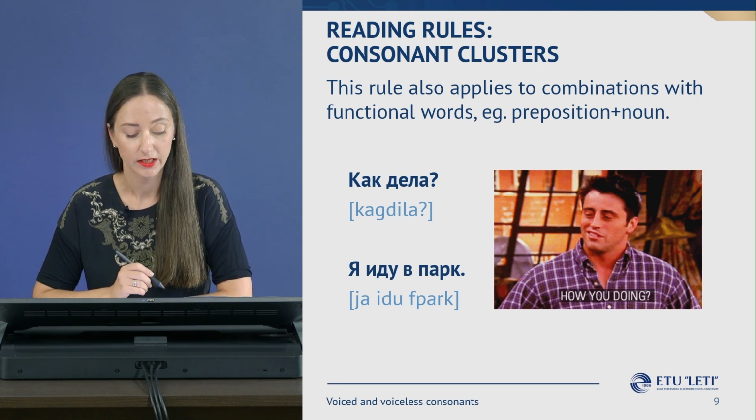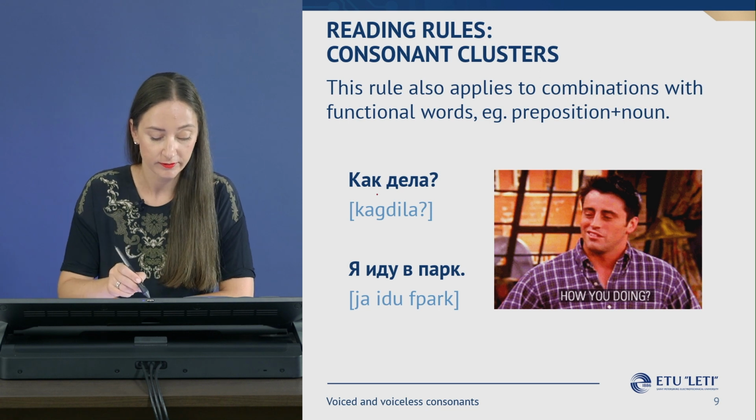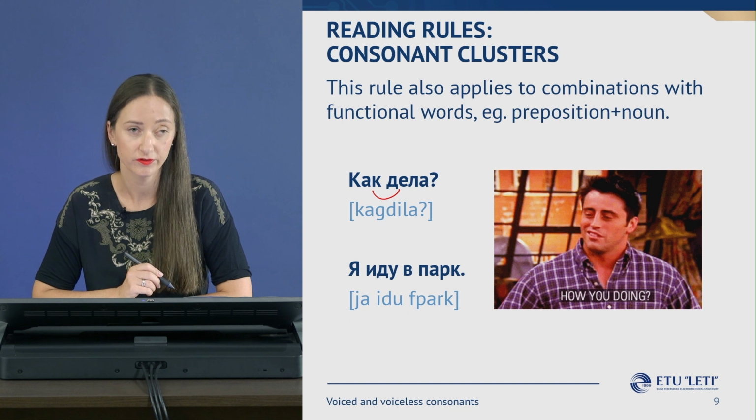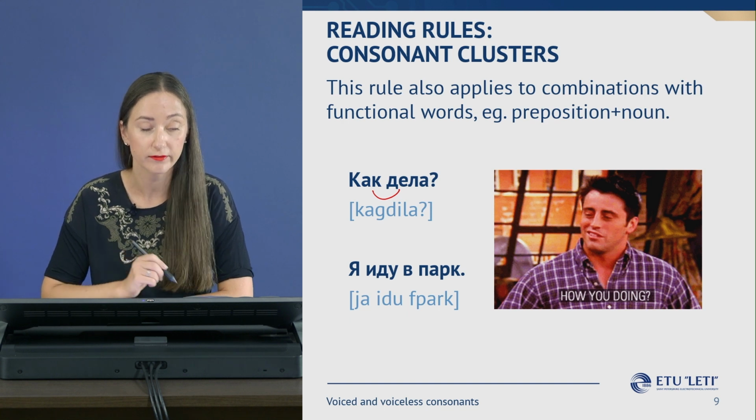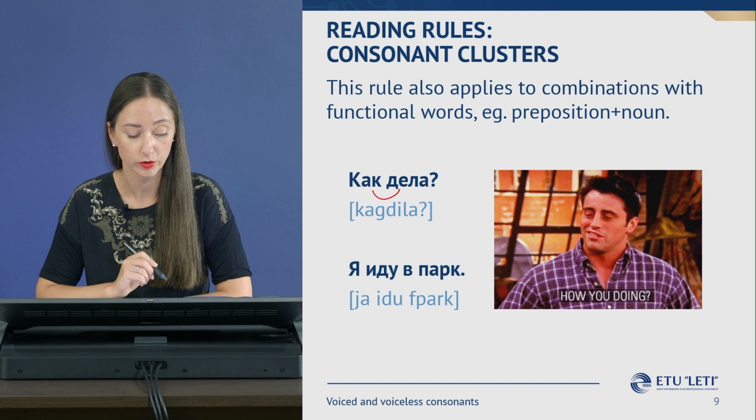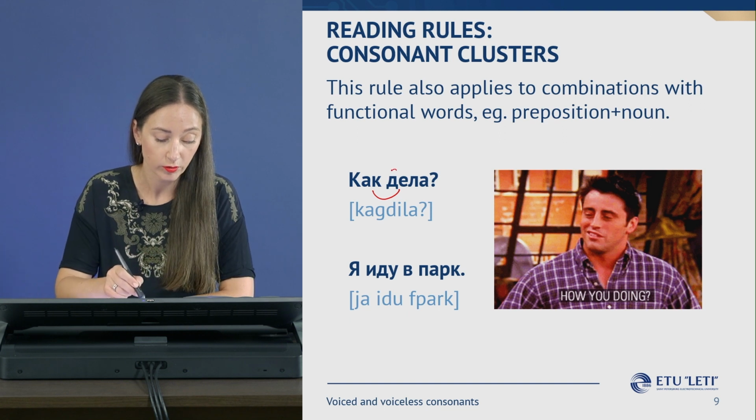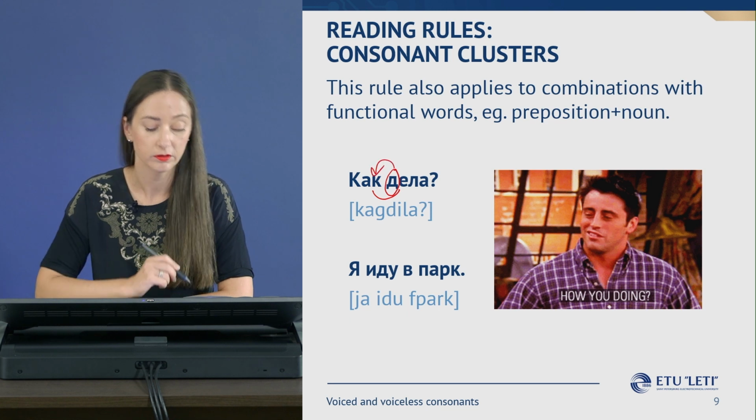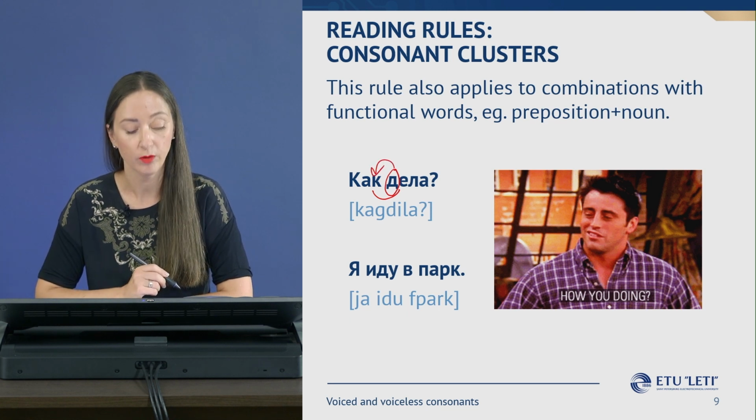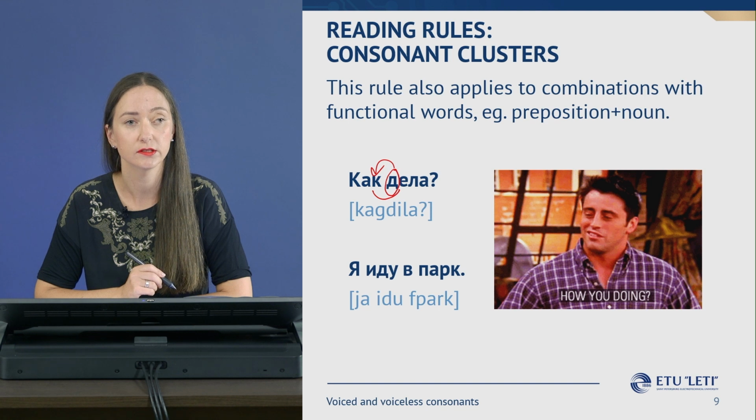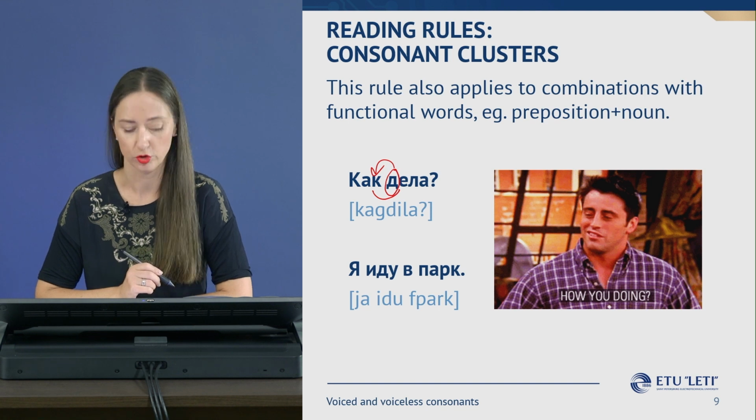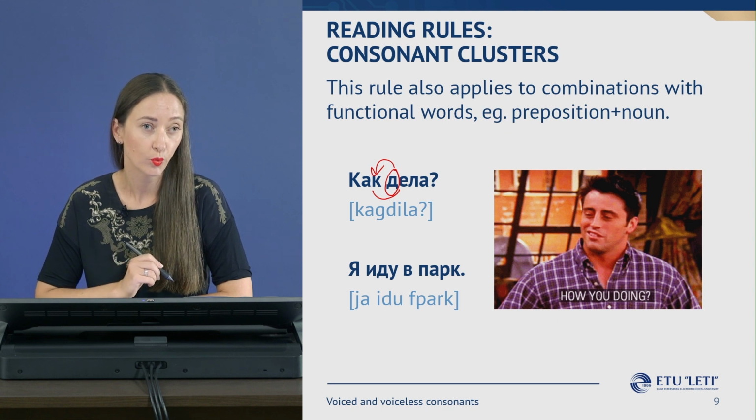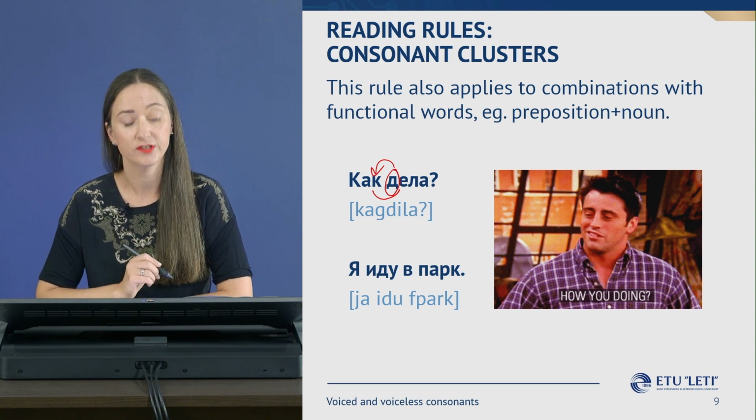You can see that the word как, how, is functional. It's pronounced together with the next word, and our voiced d will affect k right here. It will become как дела? Как дела? Хорошо. Как дела?